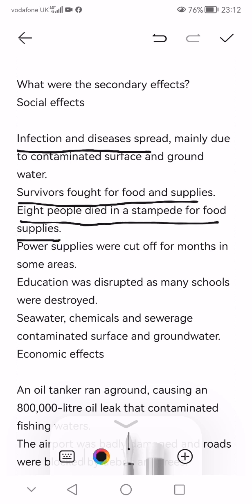Because electric was cut off for some time, it was months in some areas. These are longer term effects here. Secondary effects happen in the longer term, normally 6 months or later after the event. Education was disrupted as many schools were destroyed. The building being destroyed is the primary effect. The school impacting on education is the secondary effect.